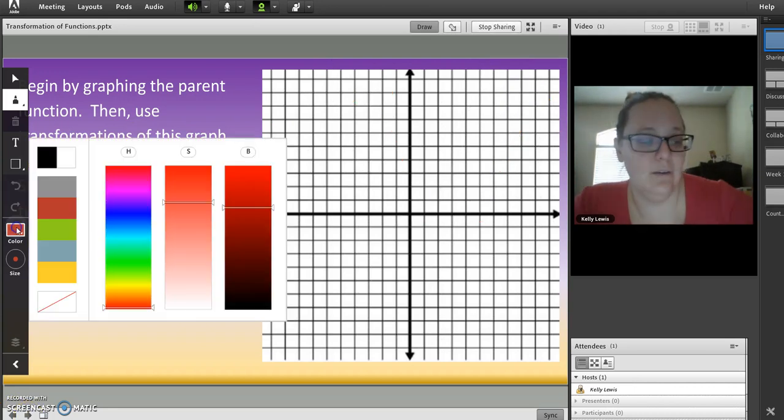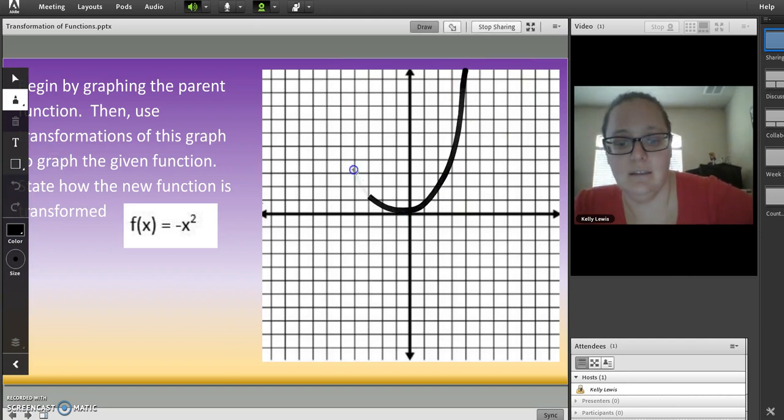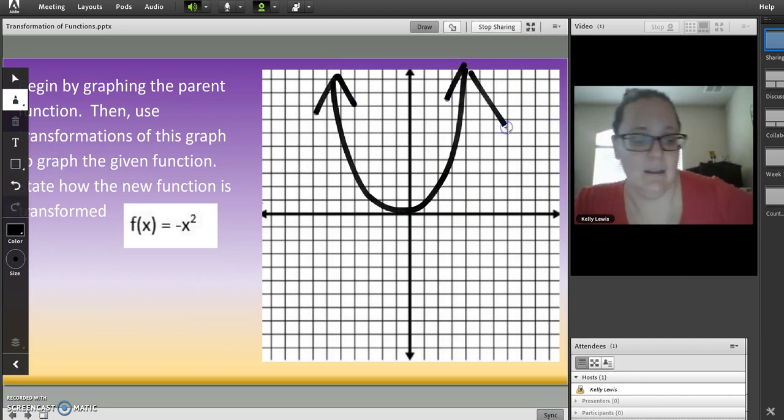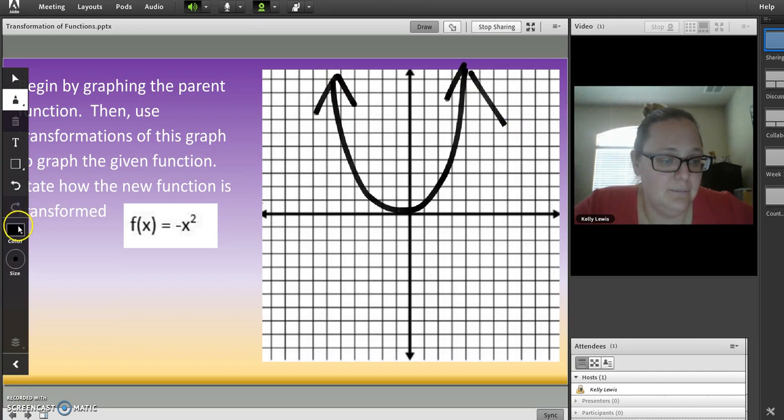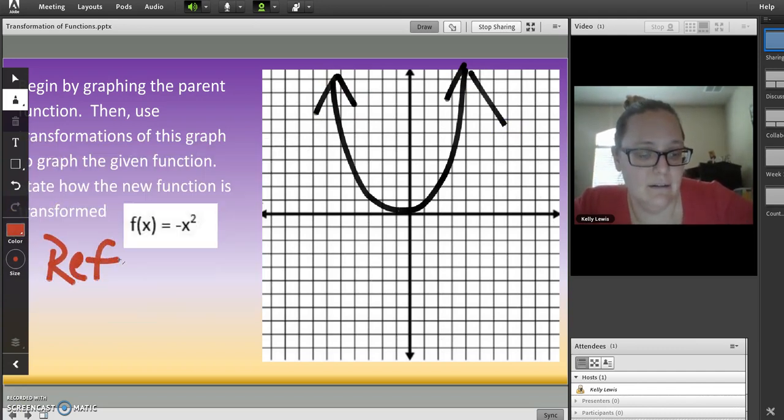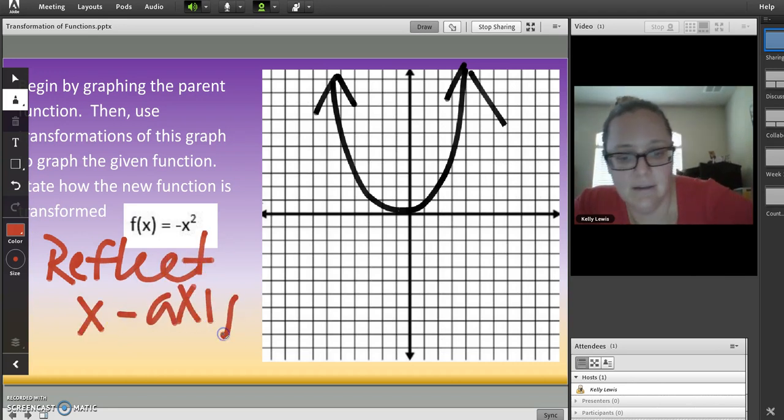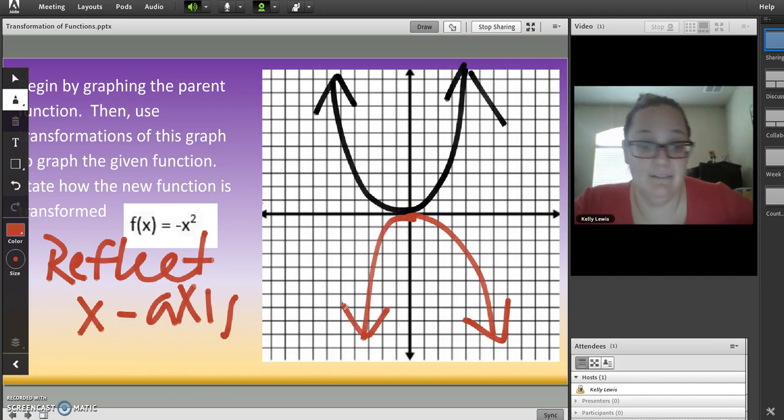Right here, the original guy is like this. And then this is going to reflect on the x-axis. So he's going to turn down. Turn down for what? I'm just kidding. For the x-axis, obviously. Okay. Such a dork.